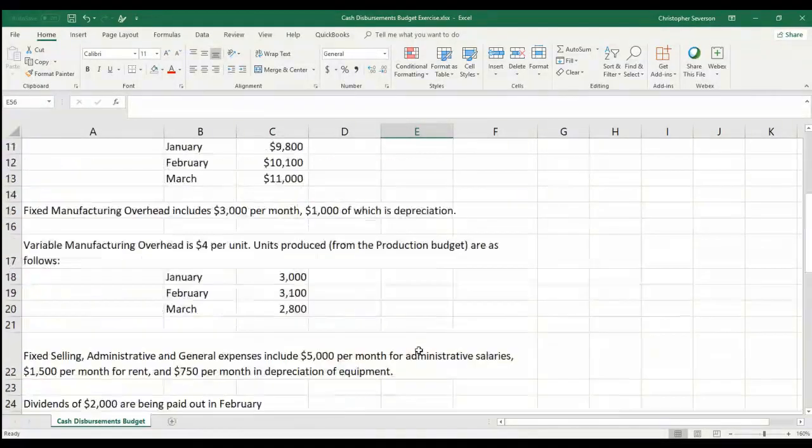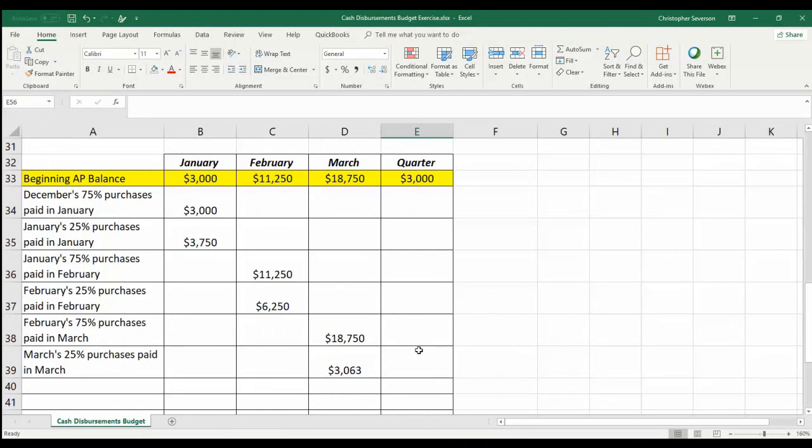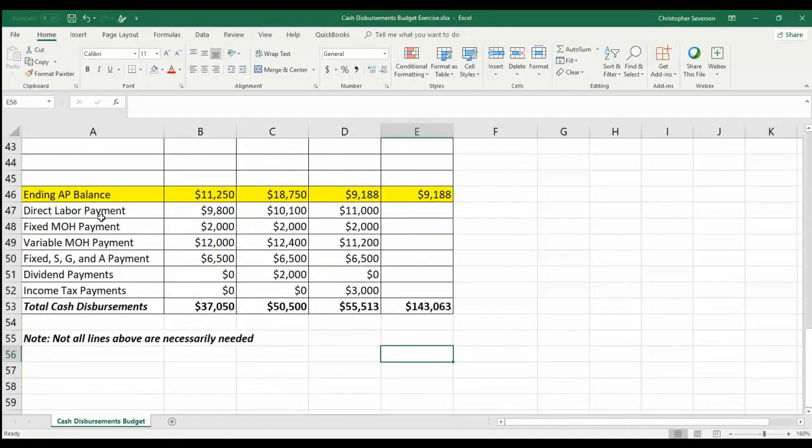So I'll scroll back through this. Well, we already have the information, but I'll scroll back through this just in case anybody wants to see it again. Here are the materials section and the other payments section. So hopefully this has helped to clarify this particular cash disbursements budget example.